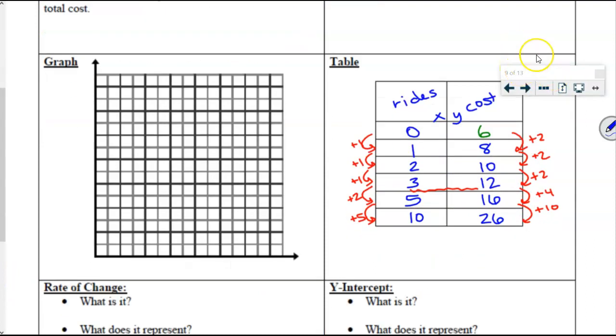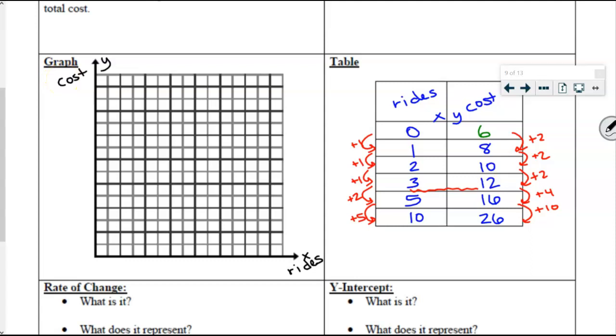I think we're ready for the graph. X-axis is measuring rides. So I'm not just going to label it with X, I'm also going to label it as rides. This is the Y-axis, but I'm not just going to give it the label of Y, I'm going to give it the label of cost.